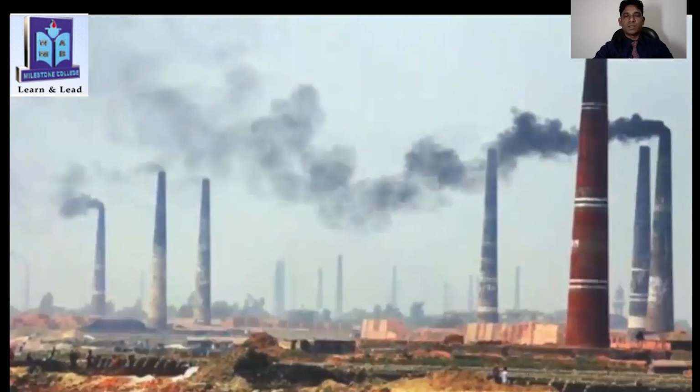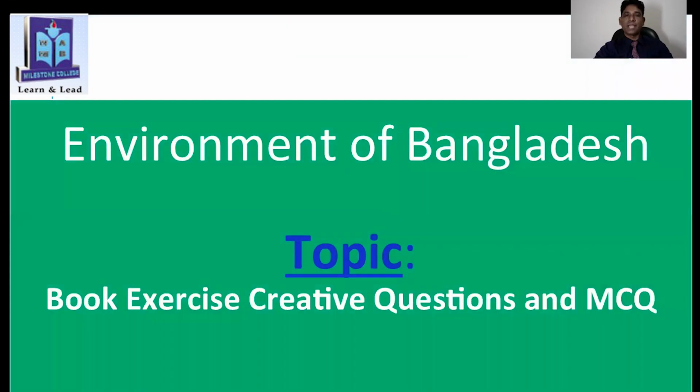Now, students, the last picture you can see. Yes, what is this picture about? You can see a brick field, right? Smoke is coming out and polluting our environment, right? So, can you guess what our today's topic will be? Yes, absolutely right. Our today's topic is the environment of Bangladesh, right?